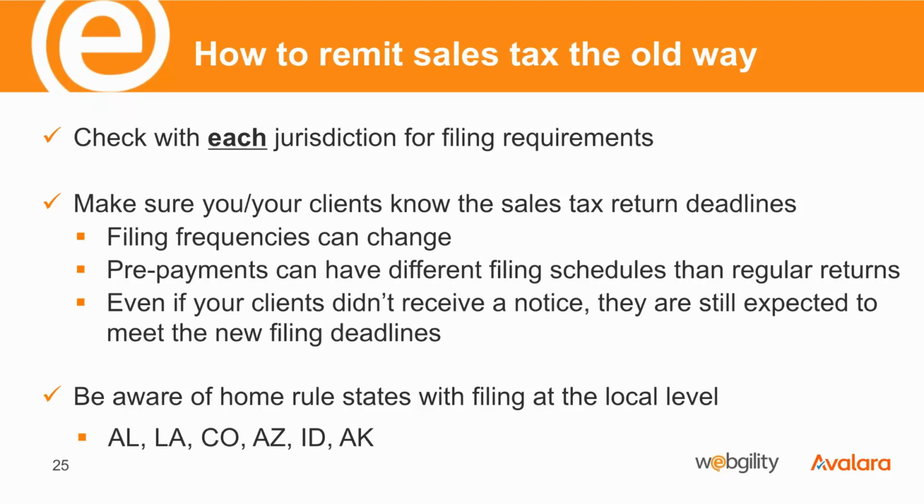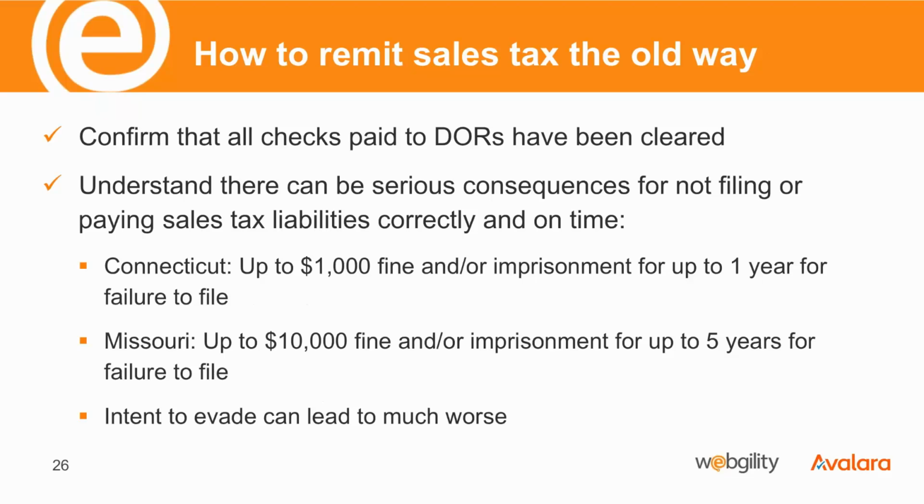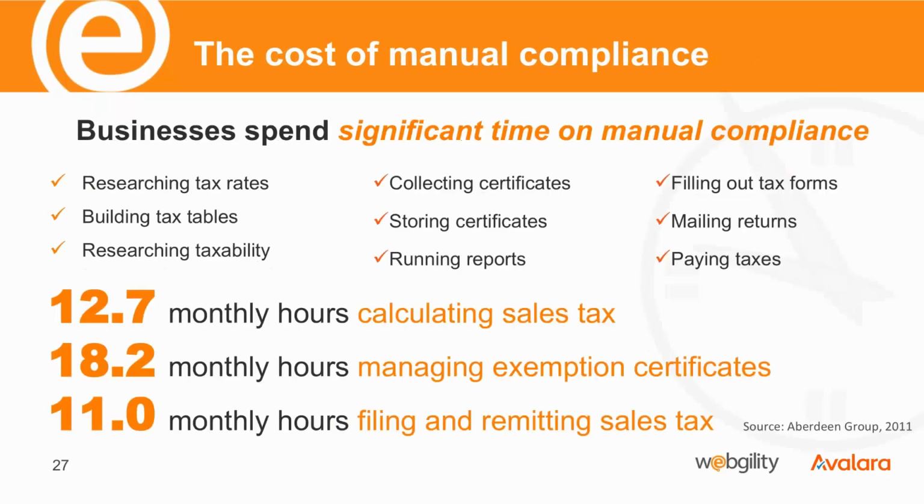And then you're also going to need to file returns not just at the state but also local level, if you have nexus in home rule states. The other thing you need to do is continue to make sure that the Department of Revenue's checks have cleared, and really understand that the consequences for doing things improperly can be pretty onerous. And in doing all of this, it really adds up to a lot of time. So you've got to be researching the rates, building your tax tables, managing your certificates, doing your sales tax returns.